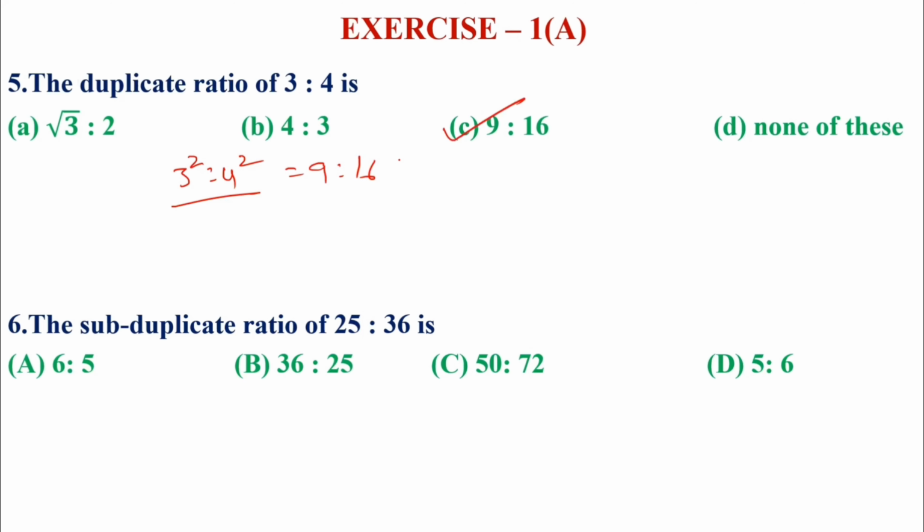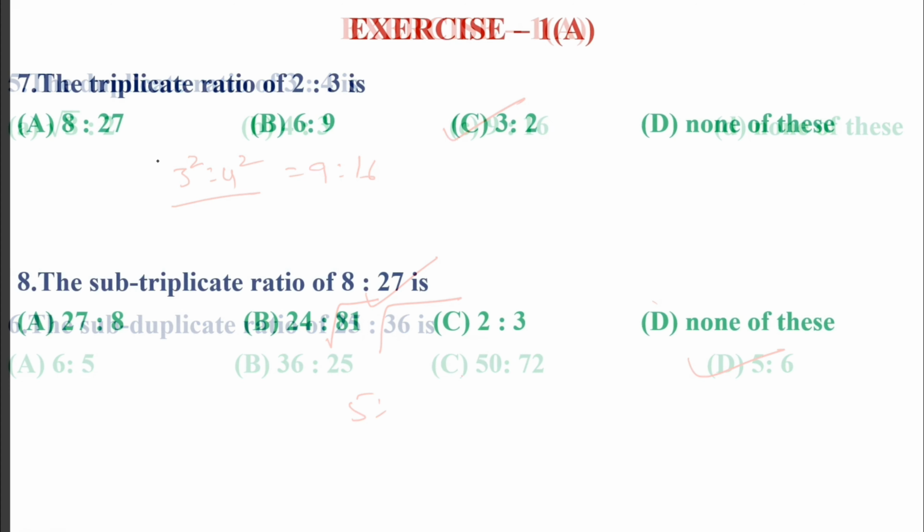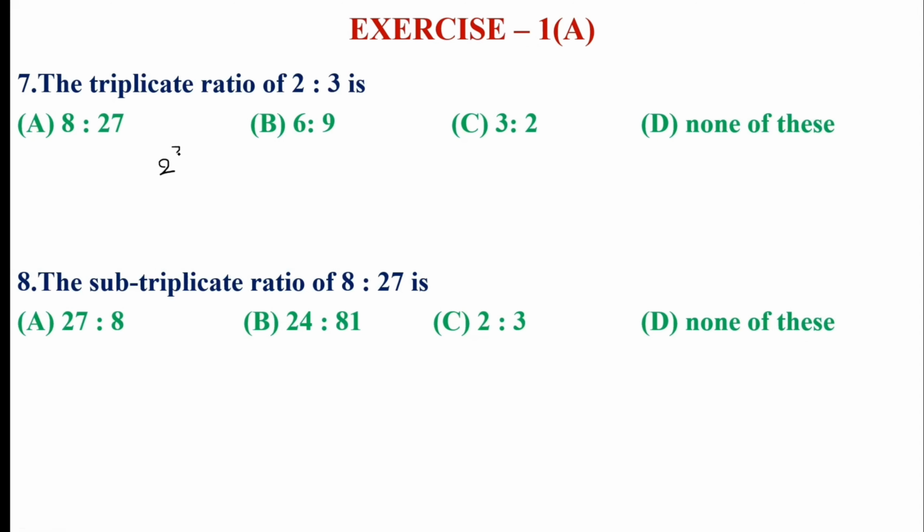Option C. What is the subduplicate ratio? Just the square root of 25, square root of 36: 5 is to 6. Triplicate means just a cube root of it. 2 cube is to 3 cube, that is 8 is to 9. Subtriplicate means cube root of 8 is to cube root of 27. Cube root of 8 is 2, cube root of 27 is 3. So 2 is to 3.